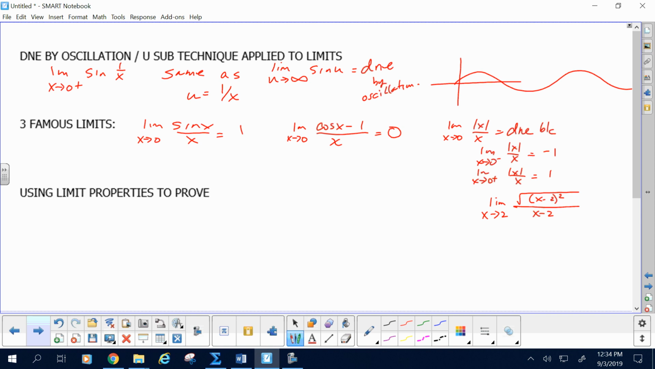Does not exist. As you approach from the left, what is that equal? Negative 1. As you approach from the right, what does that equal? Positive 1. This is just like that case where square root and square makes it positive. So this is a lot like absolute value: square then square root is actually the same as absolute value.